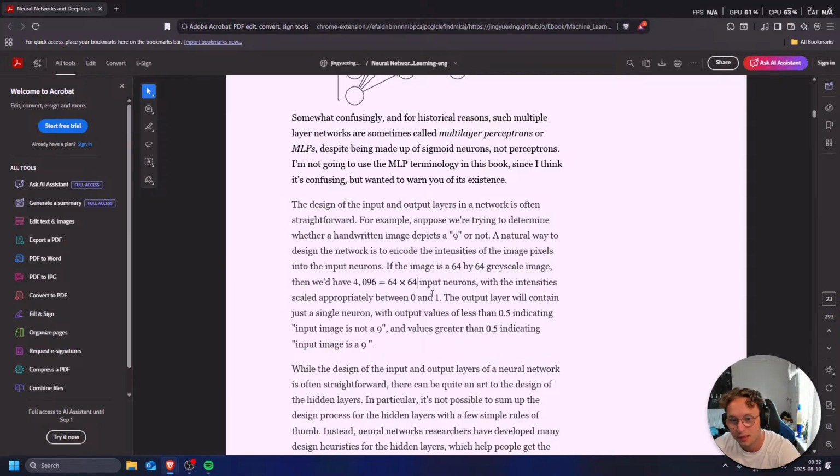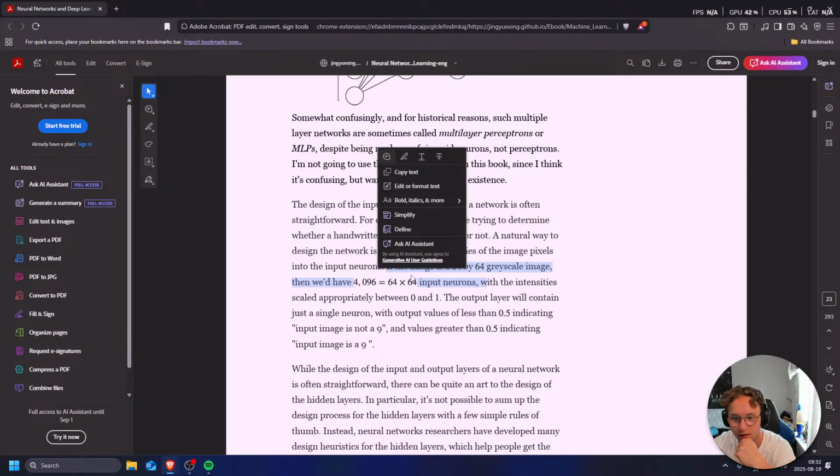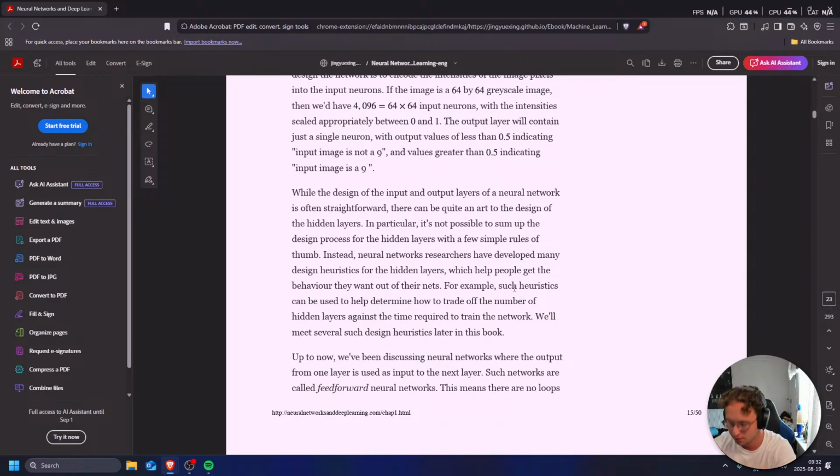But yeah, so basically this tells us how to design an input layer. I'm actually gonna come back to this page probably, so it's page 15. I'll write this down later. Make a star or something, just so I know I can write it down.